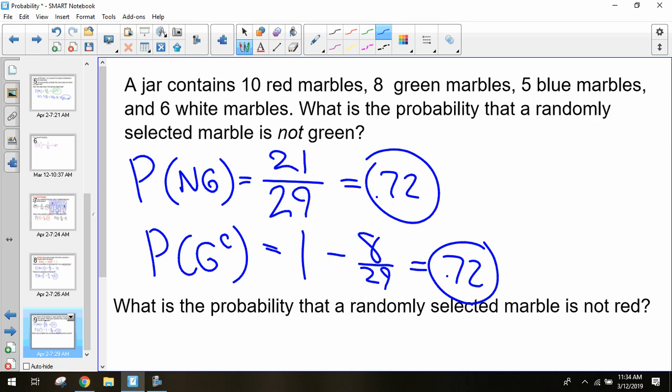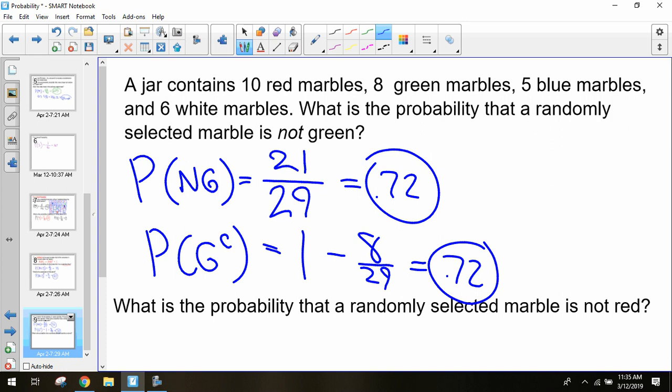One situation where it might be easier to do the complement would be, for example, if you have a large group of things or a large number of possibilities, but you already know the probability of your green. If that was given to you, then you can just use it rather than having to calculate everything else. Are we okay with this? Probability of red, same idea. We just do our 19 over 29, or 1 minus 10 over 29, I'm sorry.